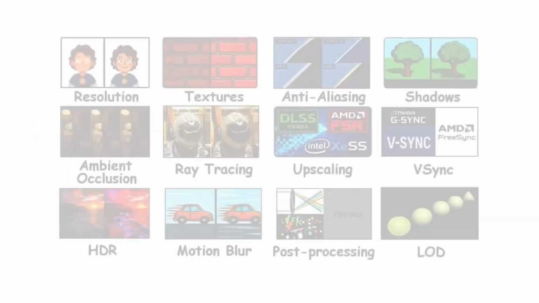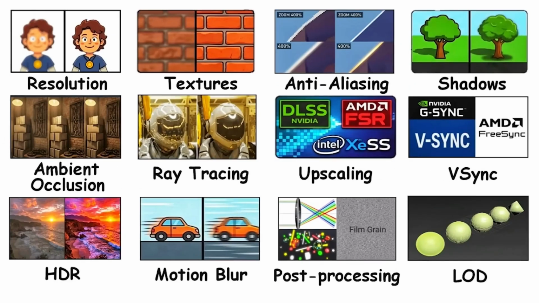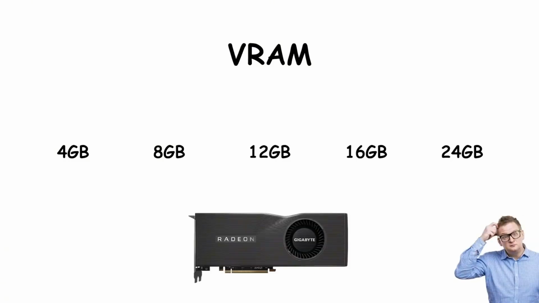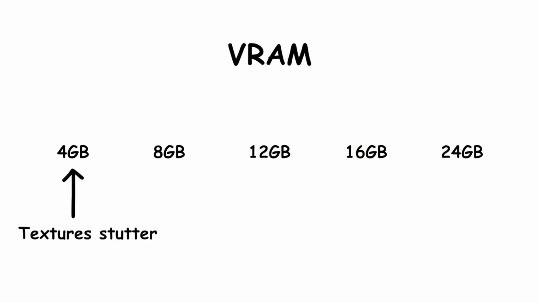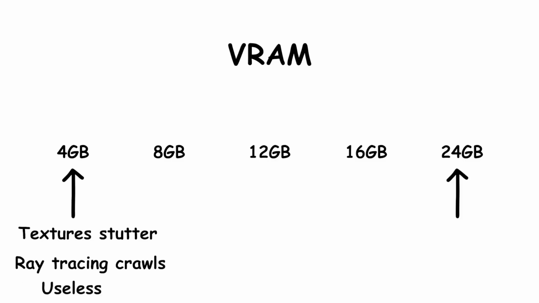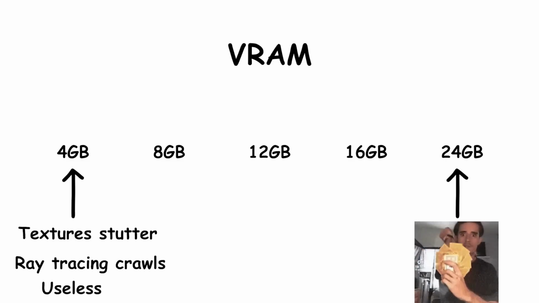Now, here's the thing. You just learned what every graphics setting does. But there's one spec tied to all of this that trips up almost everyone. VRAM. 4 GB, 8 GB, 12 GB, 16 GB, 24 GB. Those numbers are plastered on every graphics card listing, but most people have no idea how much they actually need. Buy too little and your textures stutter. Your ray tracing crawls, and every setting you just learned about becomes useless. Buy too much, and you just wasted money on performance you'll never touch.